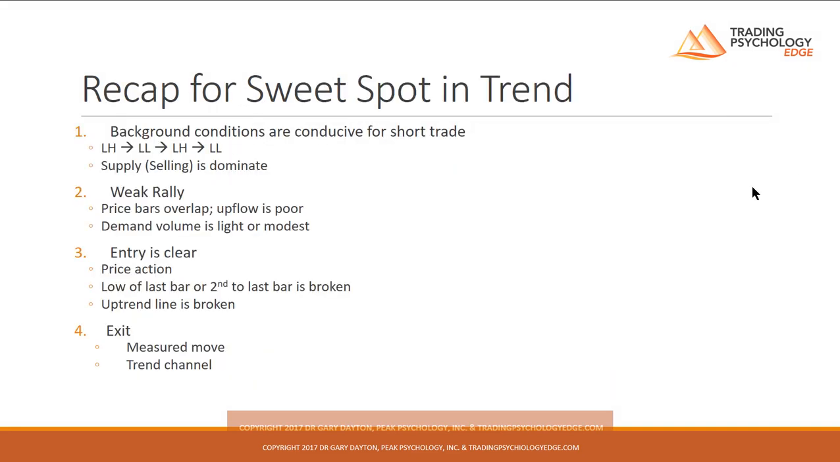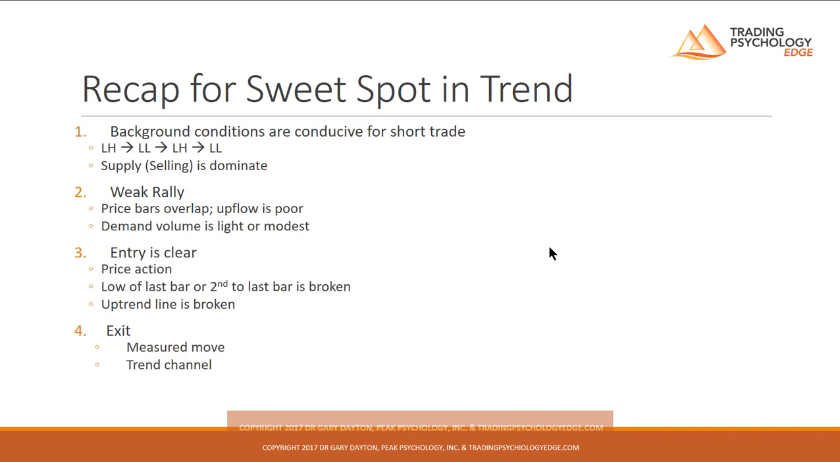And then we want that weak rally up, that rest phase to the pulse, rest, pulse. We want that weak rally up where price bars are overlapping. The flow up is relatively poor. The demand volume is light or modest. It doesn't have to be super light, but we don't want it to be strong. That suggests that there's no real strong demand in there.